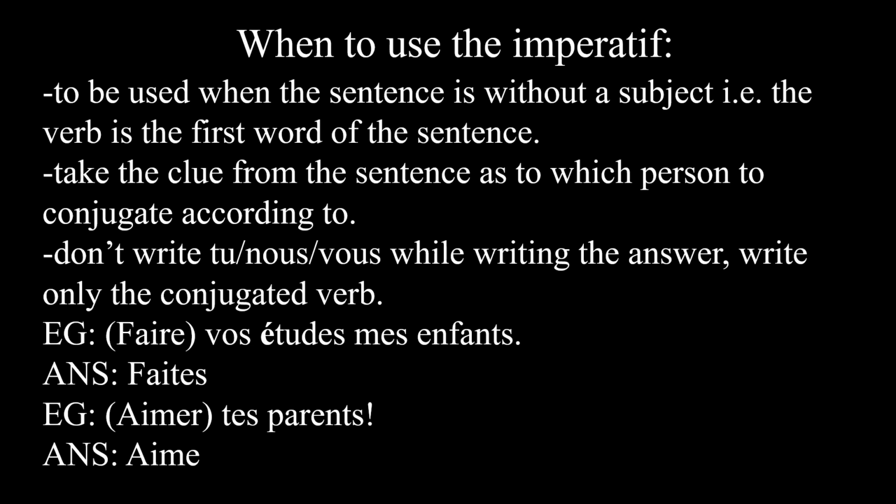Therefore, you have to take aimer for tu in the present, which is A-I-M-E-S. But remember, whenever you see an er verb in the imperative for the tu form, it should ring a bell that you have to cancel off the last s. Therefore, it becomes aime.